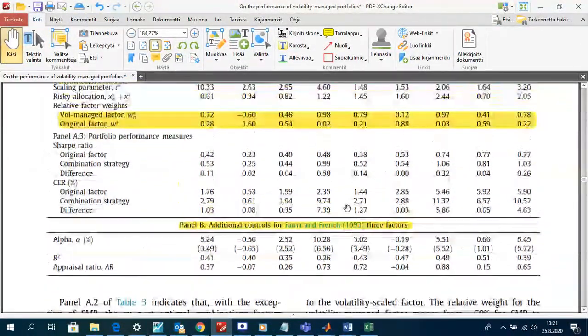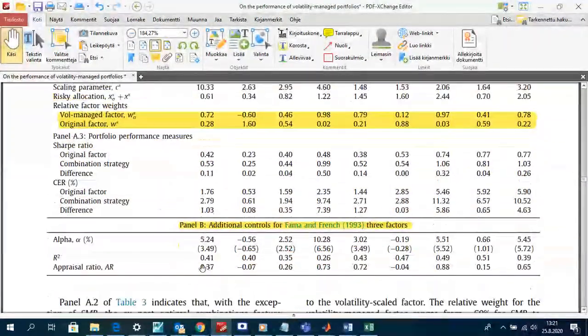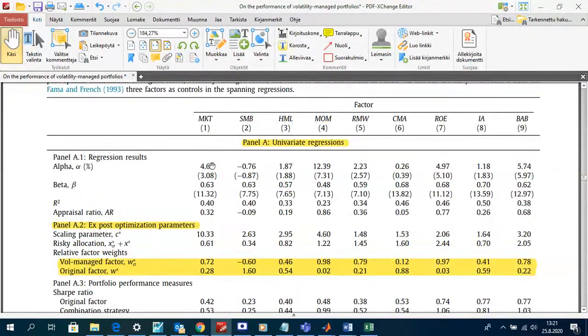Let's scroll down. It's here. It's reported in table 3 and panel B. So what we have just done before is this here. We have just regressed the volatility managed factor on the market factor, which they have done here. Our sample period is much shorter.